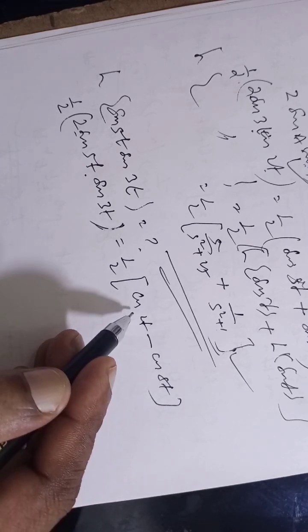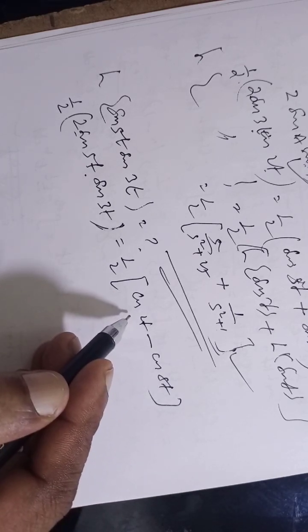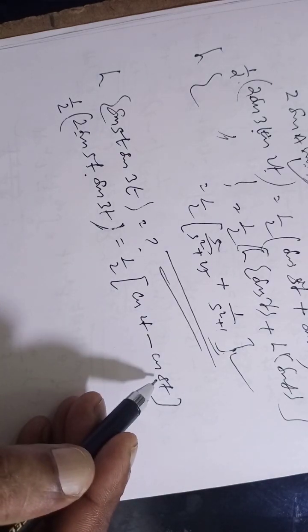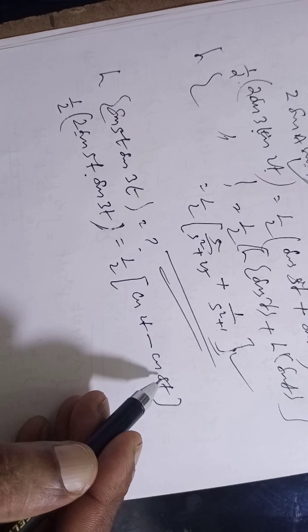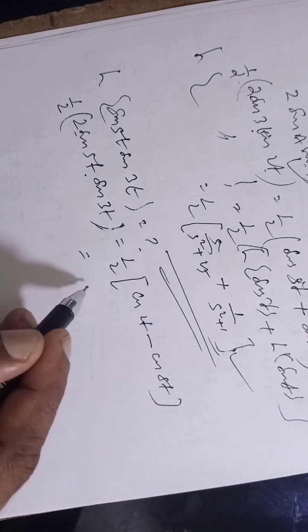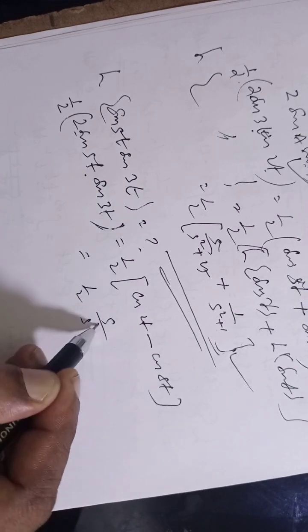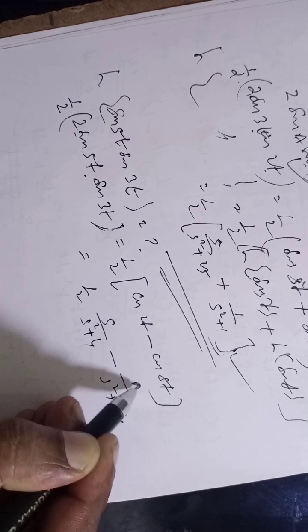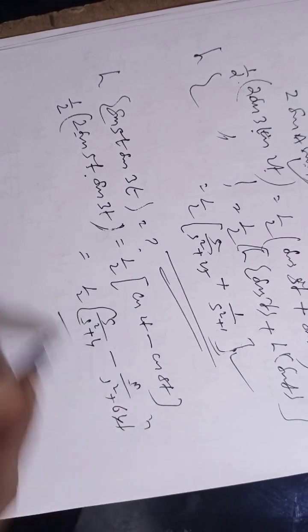L of cos kt is s by s square plus k square. So it is s by s square plus 2 square, 4, minus, for cos 8t, k is 8 here, s by s square plus 8 square, 64. That is, the answer is half into s by s square plus 4 minus s by s square plus 64. This will be the answer.